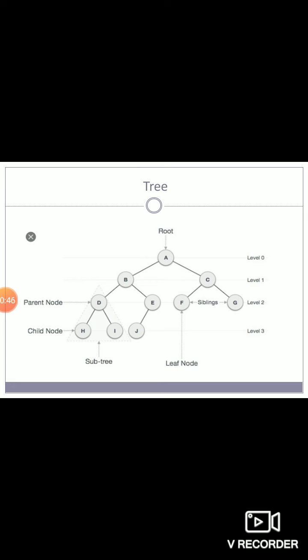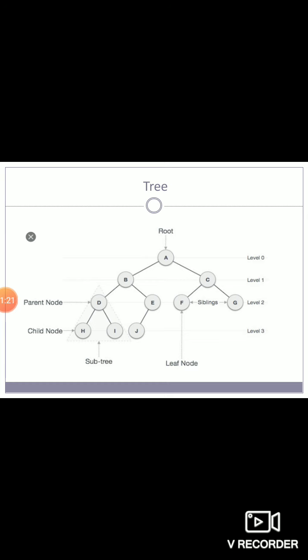Then level: root A has level 0, its next level is 1, the next is plus 1, and so on. Then the degree of node H is 0, the degree of node E is 1, and in this diagram the maximum degree of any node is 2. That's why the degree of this whole tree is also 2. Clear? Those are all the concepts related to a tree.